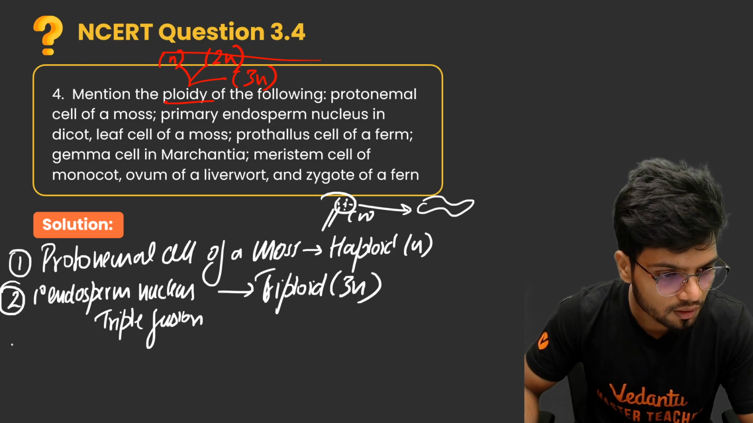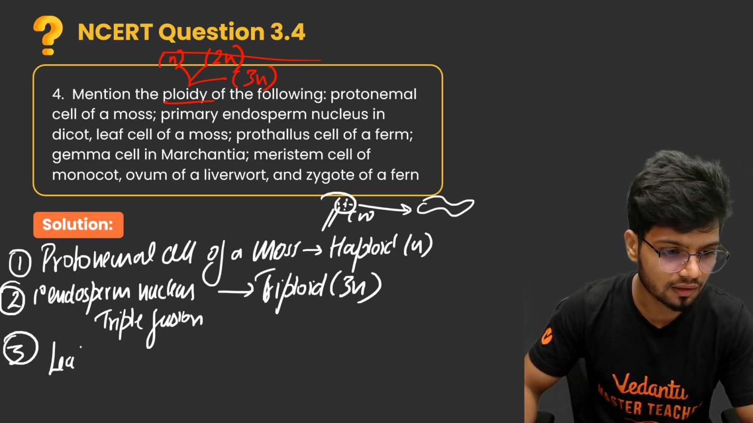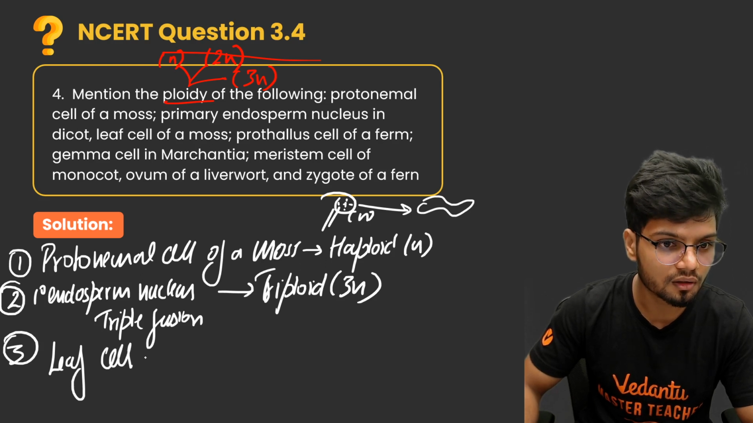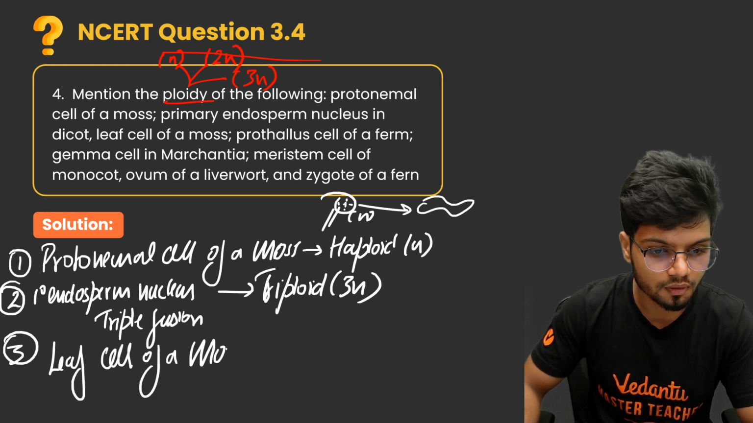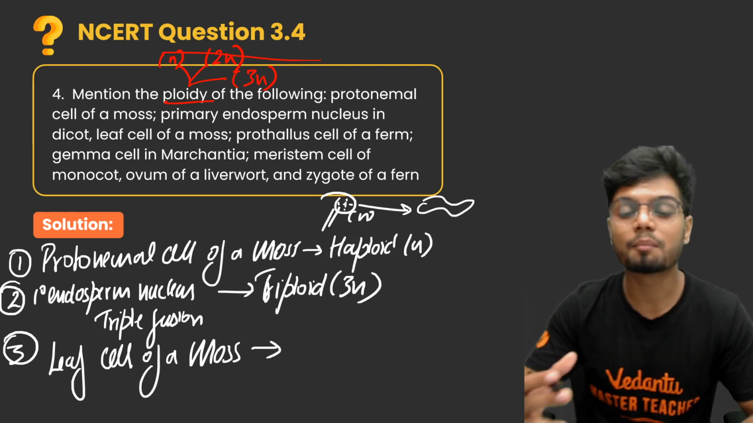So let's look at the third one. The third one we have here is the leaf cell of a moss. Now we know the leaf cell is the gametophytic plant body.